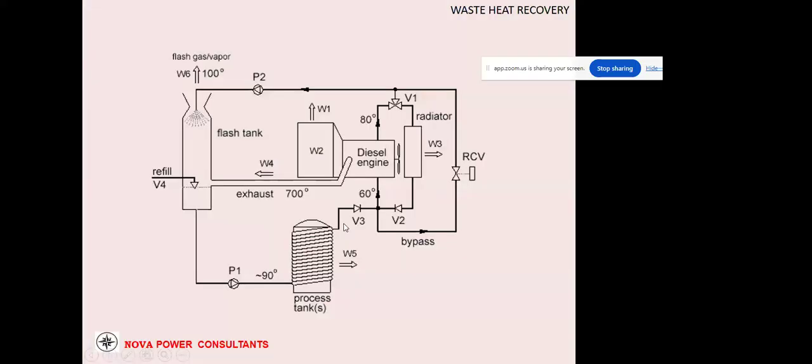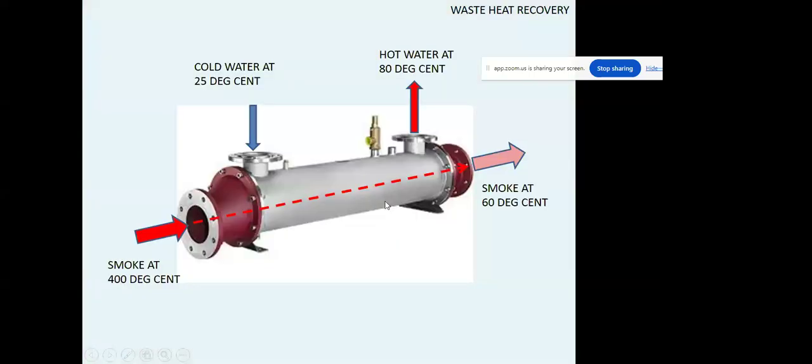So the equipment, the potential is like this. Whatever diesel engine is there, the exhaust goes over here. From the exhaust, heat exchangers are there. Then from the process, it goes to the process tank. This is the recovery system at every place, from the radiator, from the oil cooler, etc. This is one type of heat exchanger. The smoke goes from here after the turbocharger at 400 degrees, and it comes out at 60 degrees. In between, cold water is passed, and hot water is taken for the process.